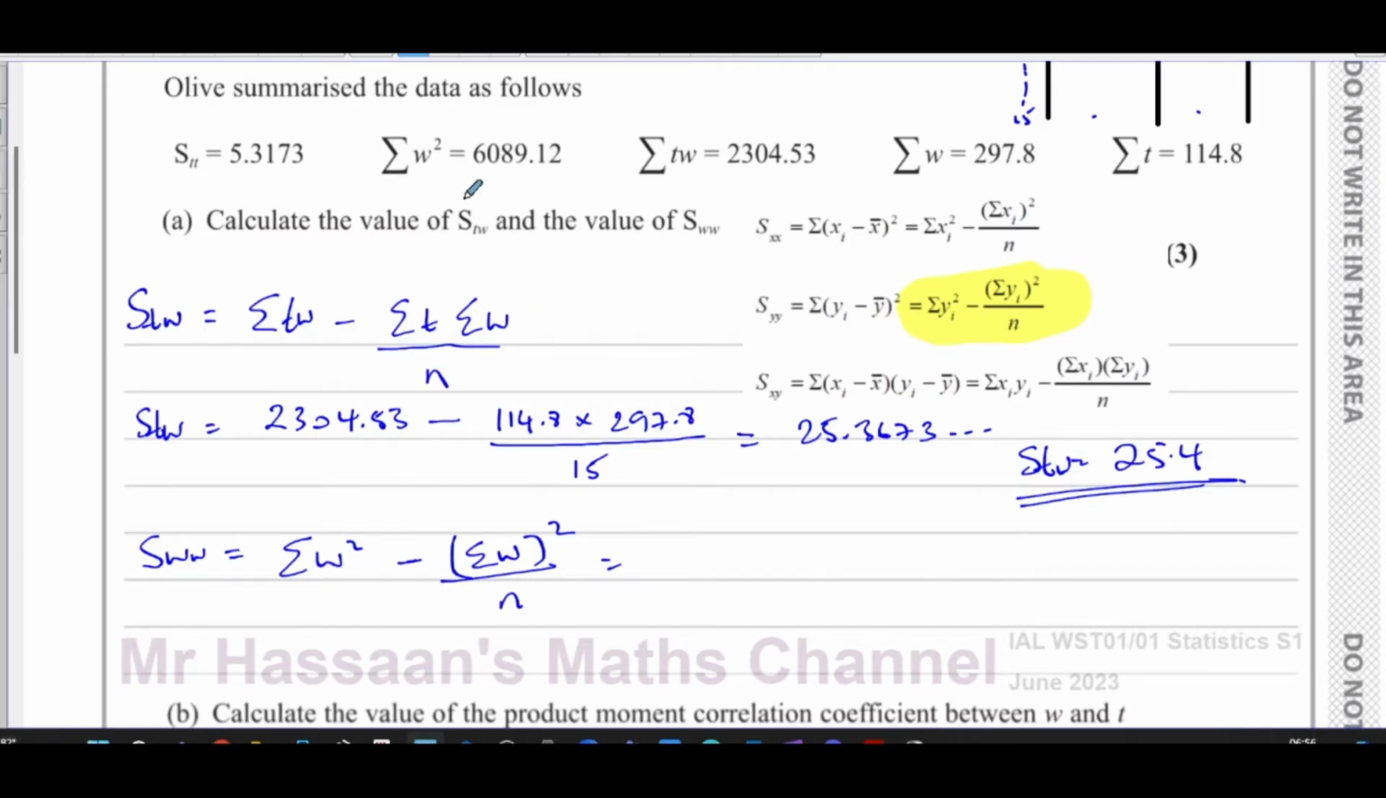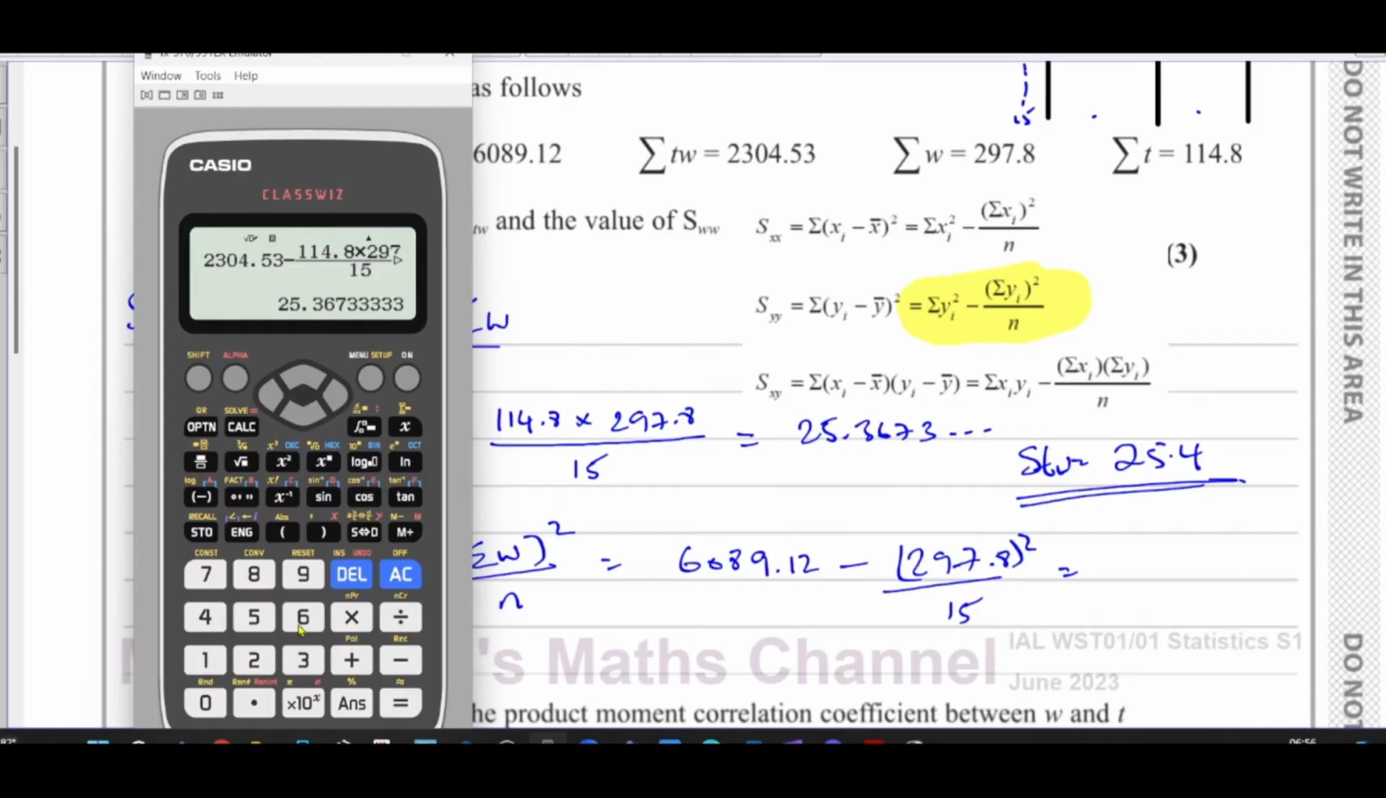This is the sum of the squares of each of these W values, and this is the sum of all the W values and then squared. Okay, so this is going to be 6,889.12 minus 297.8 squared over 15. Okay, so that will give us our value.